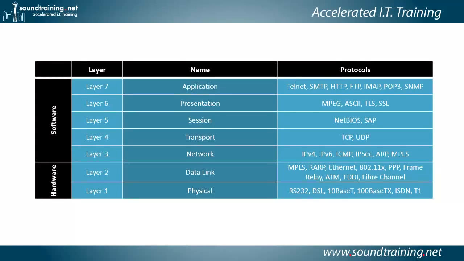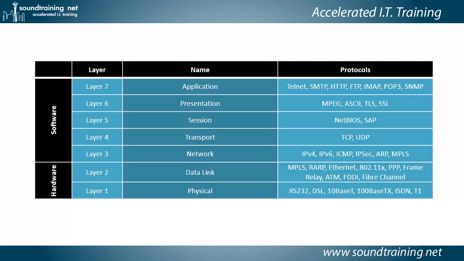Here are some of the protocols in the OSI reference model. This is not meant to be an exhaustive list, but it'll give you an idea of the protocols that operate at each of the layers. At the application layer, again, you find the network protocols like Telnet, SMTP, HTTP, FTP, IMAP, POP3, and SNMP. Then going down into the presentation layer, that's where we find MPEG. ASCII characters are defined here. Also, transport layer security is defined here, as is secure sockets layer. NetBIOS and SAP operate at layer 5. TCP and UDP are found at layer 4.